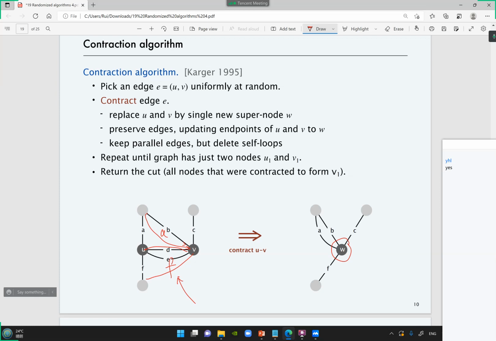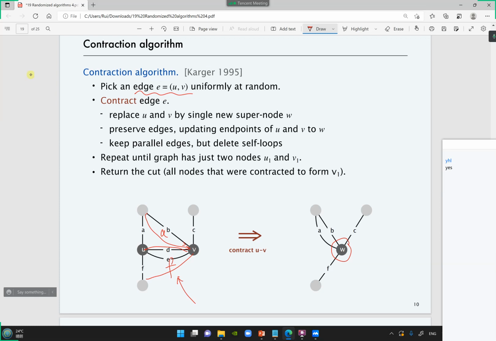Once we have this contraction operation, we're going to use it to compute a global min cut. The algorithm is actually very simple. If you have a graph, you pick a random edge and then you contract that edge. Once you contract it, you have fewer edges and also fewer nodes: one less node and possibly many fewer edges, because each time you contract, you take 2 nodes and combine them into 1 node.